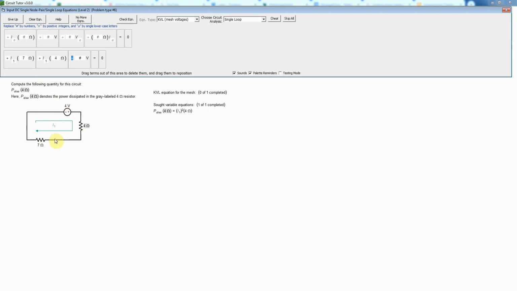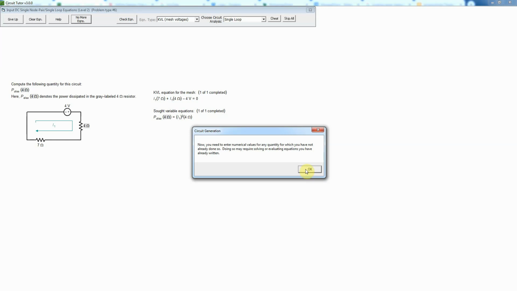And I'm adding the voltage drops as I go around clockwise in the direction of I1. And so in that direction, this is actually not a voltage drop, it's a voltage rise by 4 volts, because this is the negative and this is the positive. This is the higher voltage here. So I need a minus sign in that equation. And that would be minus 4 volts. When I check that, that is correct.